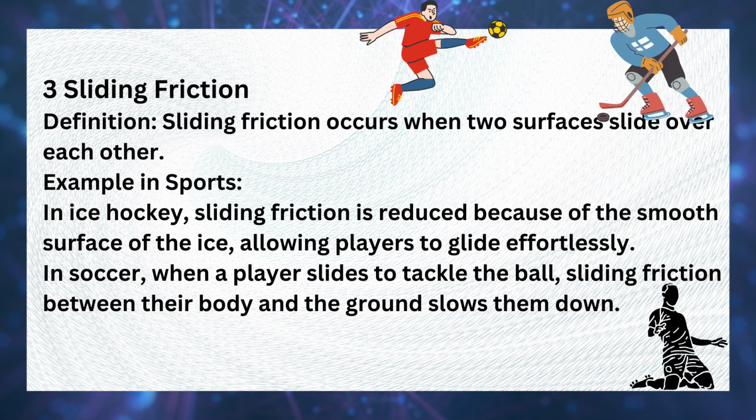3. Sliding friction. Sliding friction occurs when two surfaces slide over each other. Example in sports, in ice hockey, sliding friction is reduced because of the smooth surface of the ice, allowing players to glide effortlessly. In soccer, when a player slides to tackle the ball, sliding friction between their body and the ground slows them down.